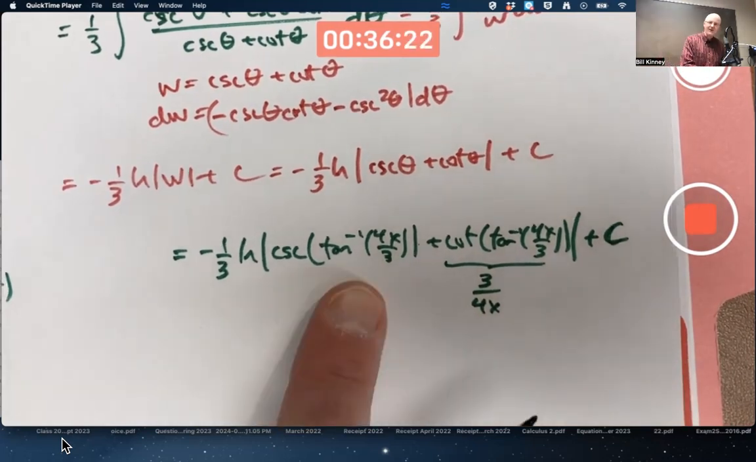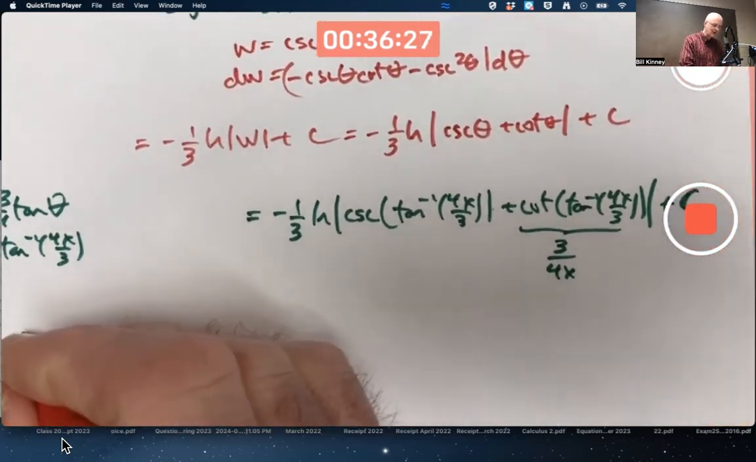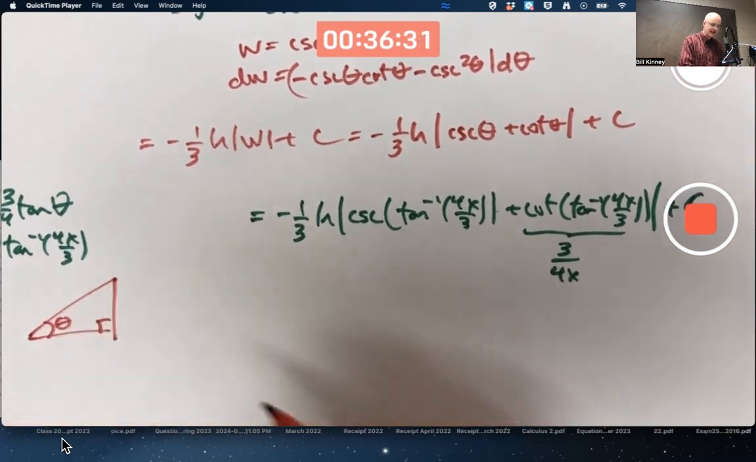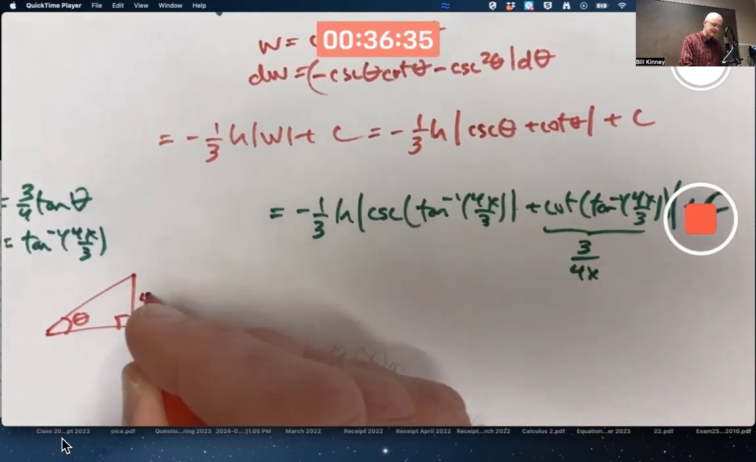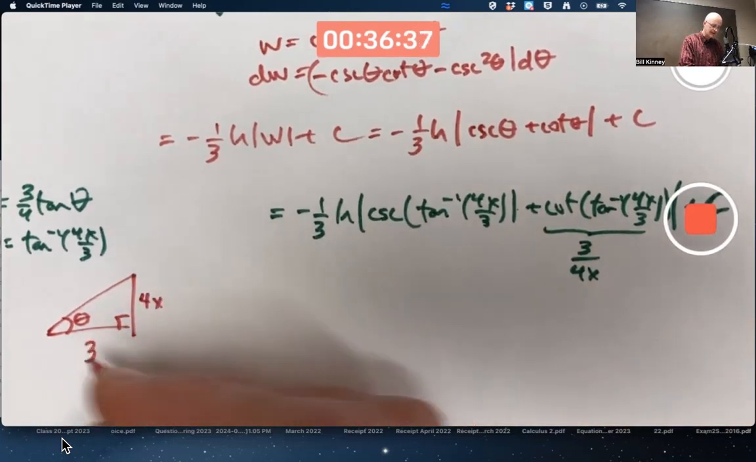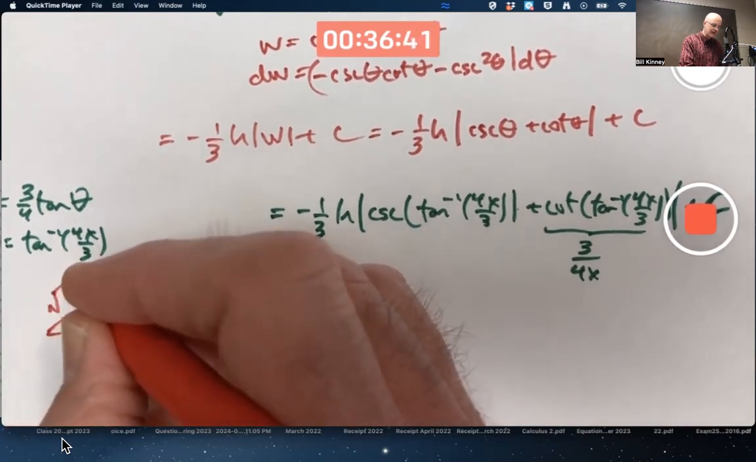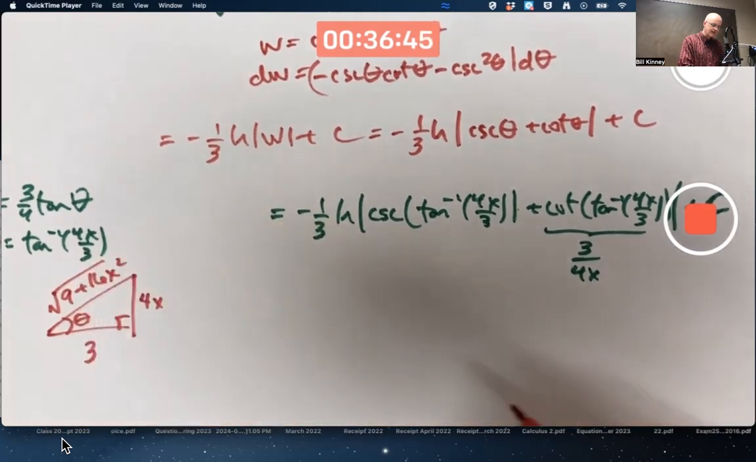What about that one though? It might be best to draw a right triangle. Imagine this angle to be theta. Its tangent is 4x over 3. Therefore, I could think of the opposite side as 4x and the adjacent side as 3. Solve for the hypotenuse by the Pythagorean theorem, get the square root of 9 plus 16x squared.